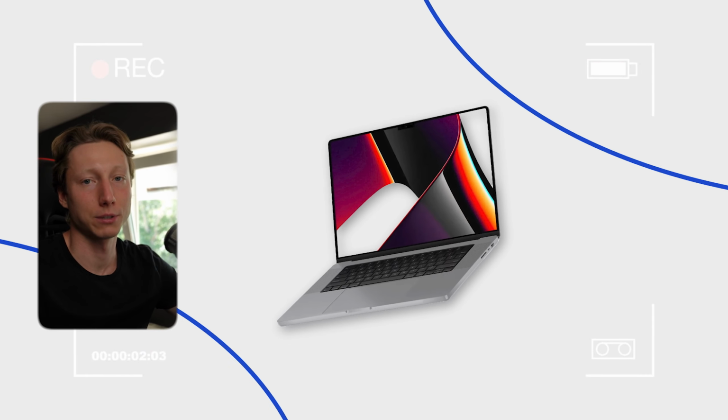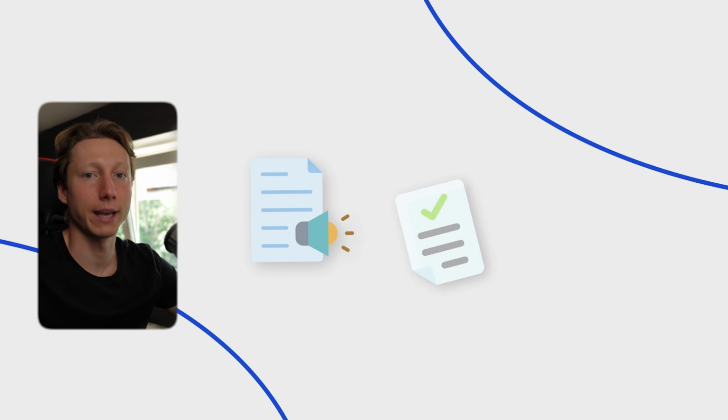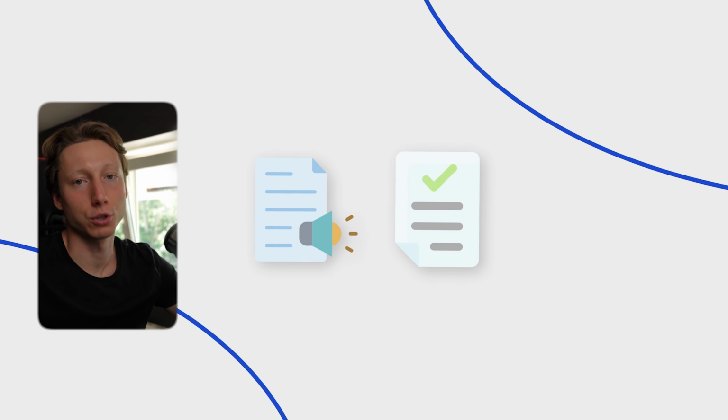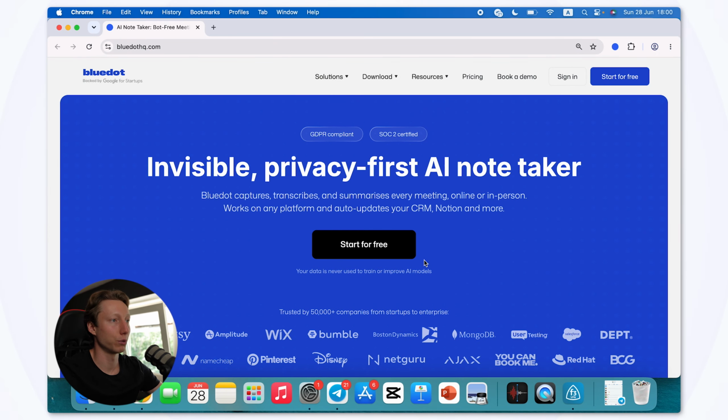Many of you know how to screen record on a Mac using the built-in screen recording tool. But what if I told you that you can record both your screen and camera, then get a full transcript, an AI summary, and a searchable recording via AI chat? That's exactly what you can do with Bluedot.